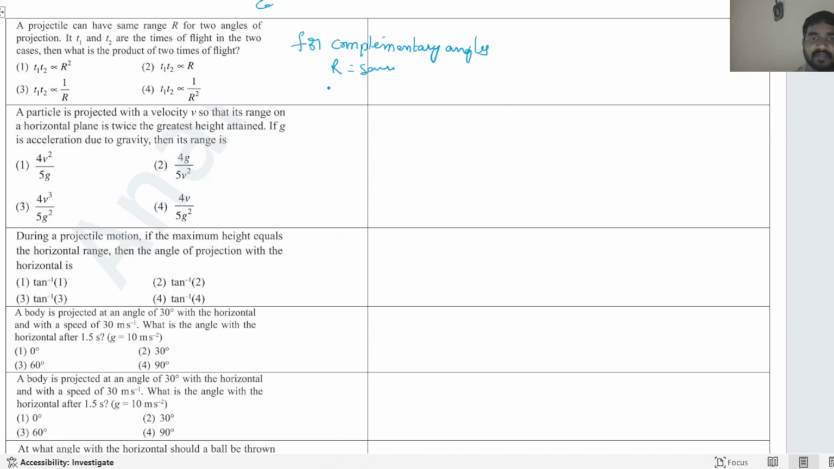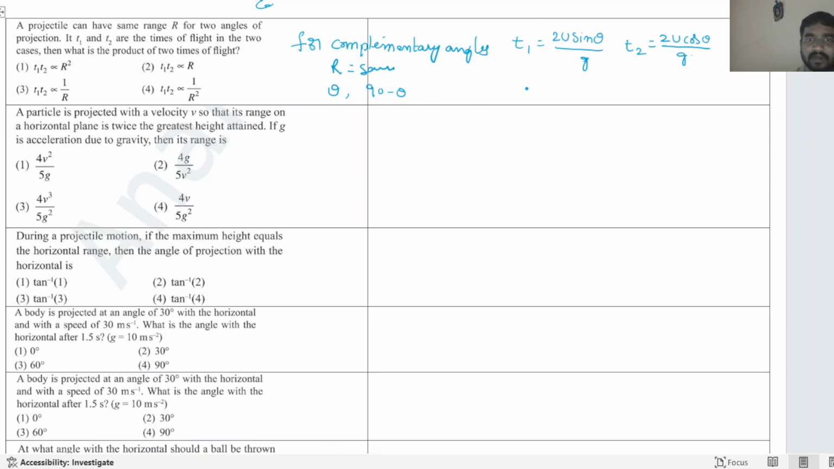Now for complementary angles, if one angle is theta, the other angle is 90 minus theta. Now the range is the same. T1 is nothing but 2u sine theta divided by g, and T2 is nothing but 2u cos theta divided by g. Why? Because sine of 90 minus theta is cos theta.